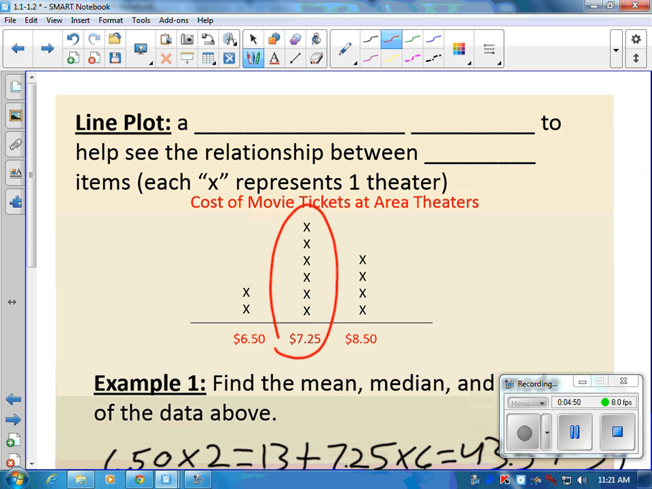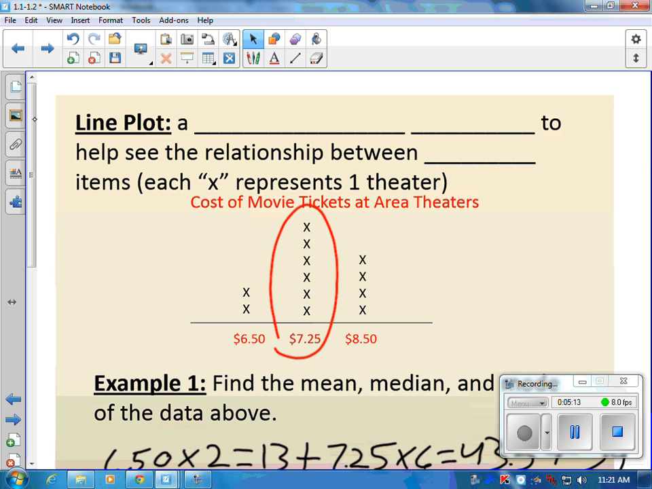I only wish this were true. I think it's more like $9 anymore. Ridiculous. But in this problem, we did some area theaters. And the most theaters sold their tickets for $7.25 a piece. Drive-ins are pretty good value because you get 2 movies, and it's usually cheaper than going to the theater.